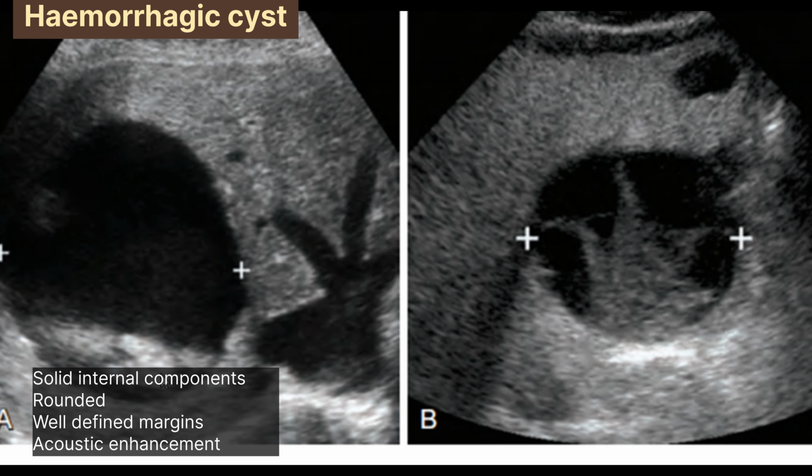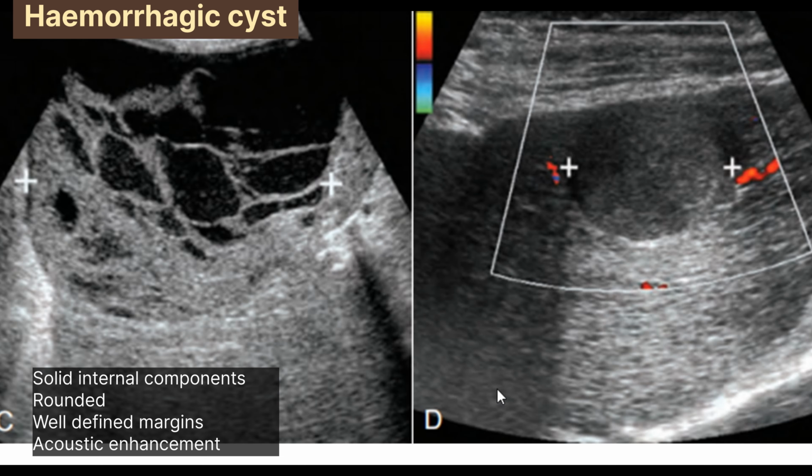Now this is a type of hepatic cyst that is hemorrhagic and showing internal blood clots. And it is also rounded and shows acoustic enhancement, and it also has regular margins. And this is a cyst with solid retracting internal clots, also rounded and showing acoustic enhancement. These are the sonographic features of the simple hepatic cysts.